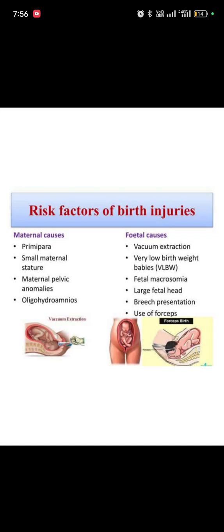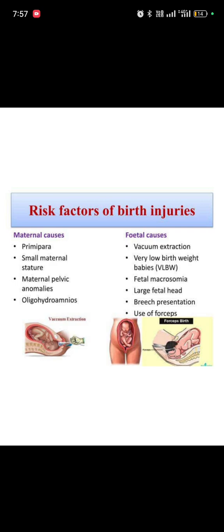Next, what are the risk factors of birth injuries? Risk factors like primipara, small maternal stature, maternal pelvic anomalies, oligohydramnios. These are all maternal health issues. Next, fetal causes like vacuum extraction, very low birth weight baby, fetal macrosomia. Fetal macrosomia means increase in size. Large fetal head, breech presentation. Usually during delivery the head will be the presenting part, but in breech presentation, the buttocks will be the presenting part. And use of forceps. These are the risk factors for birth injuries.